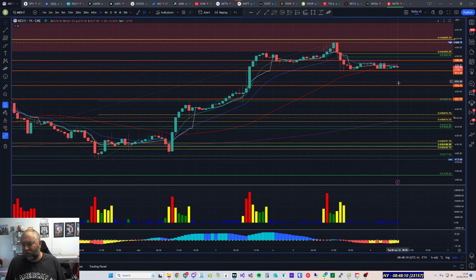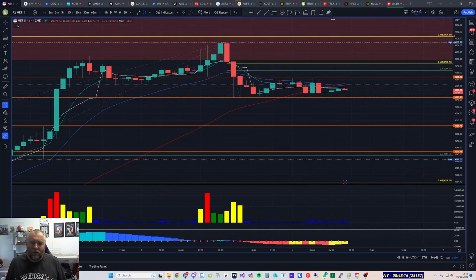I want to see it break through, come back and retest, and I'll be looking to take an entry at that point. So I'll be looking for it to break 4273.50. I may take a starter entry if it breaks, but I'll be really waiting for the pullback and the retest.